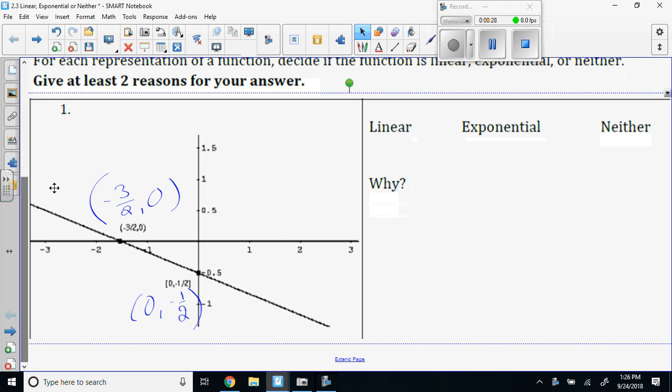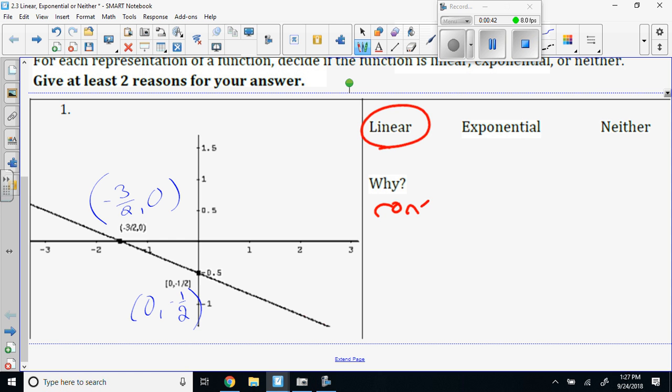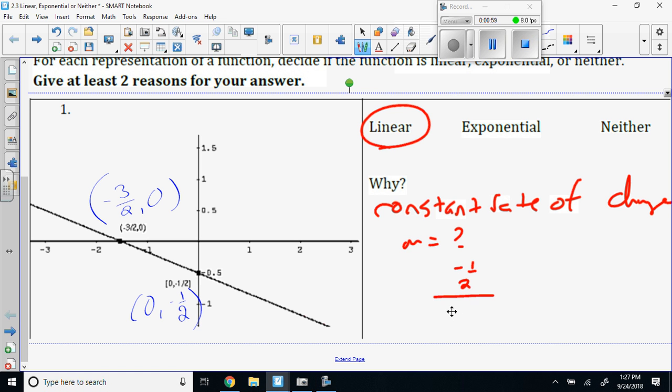Is number one linear? Yes or no? Exponential? Okay. How do you know it's linear? So it's linear, it has a constant. How do you know? What's the slope? Anybody calculate the slope on that? That would be negative 1/2 over negative 3/2.